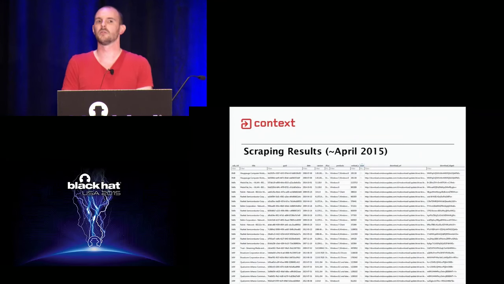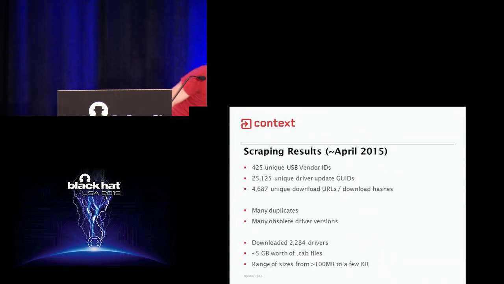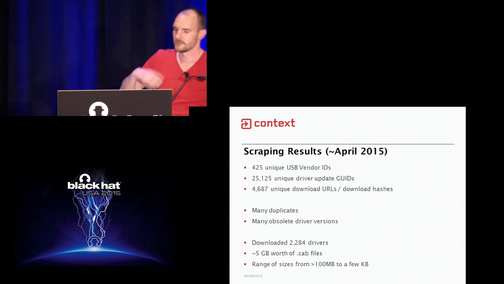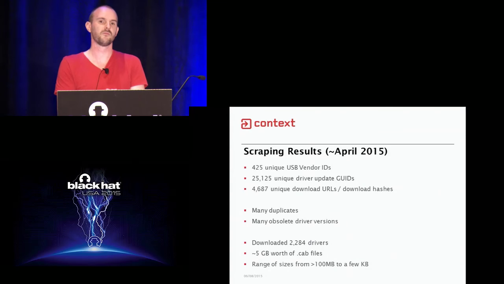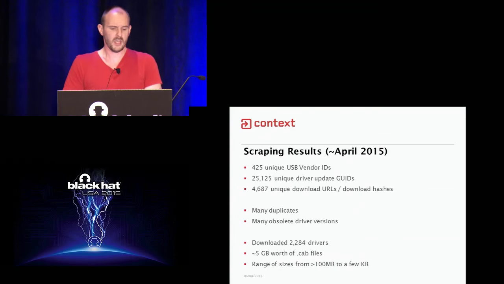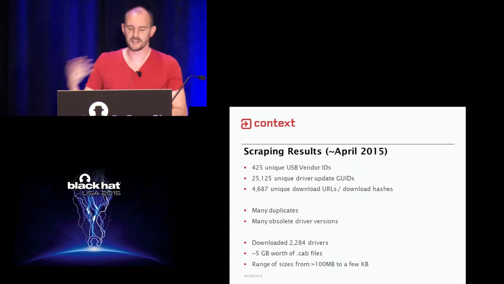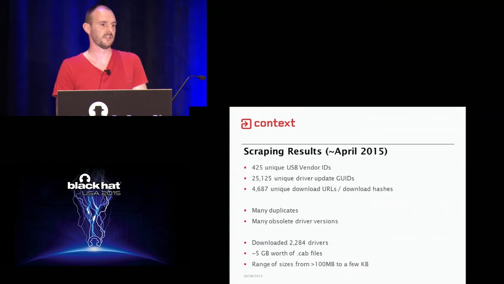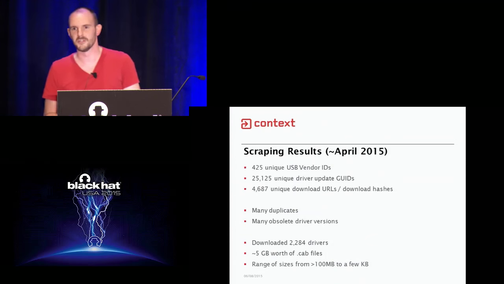So we did this work back in April of this year. We created this database. So the results from the initial database scrape: we identified 425 vendors that have updates on the Windows Update, 25,125 unique driver update GUIDs. That actually boils down to a much smaller number, only 4,600 unique downloads and download hashes. But still in there's a lot of duplicates and obsolete driver versions and things like that.